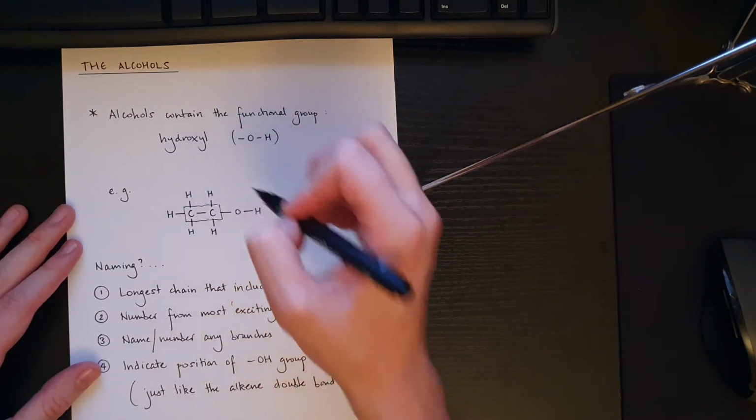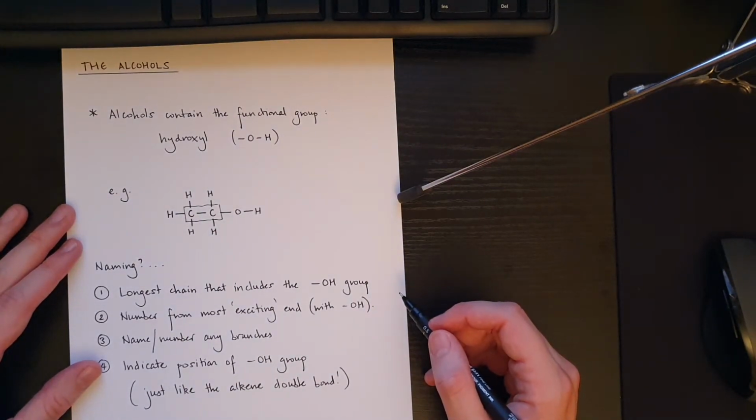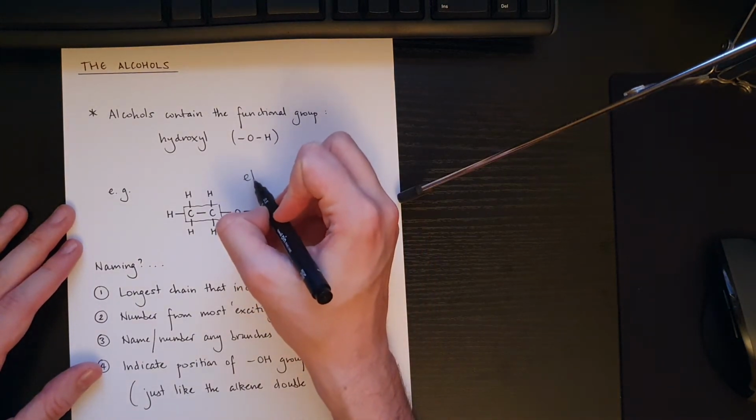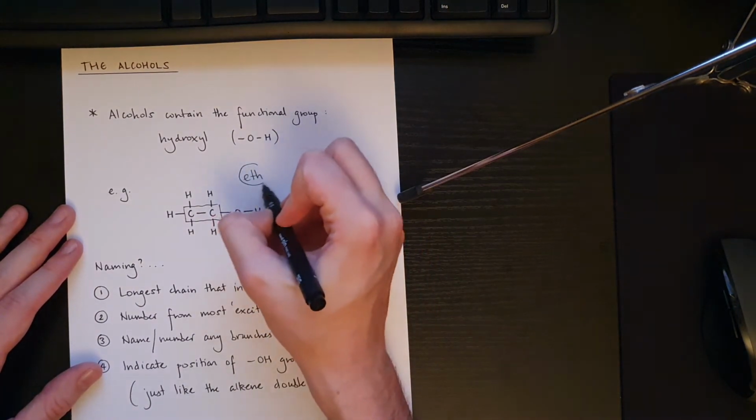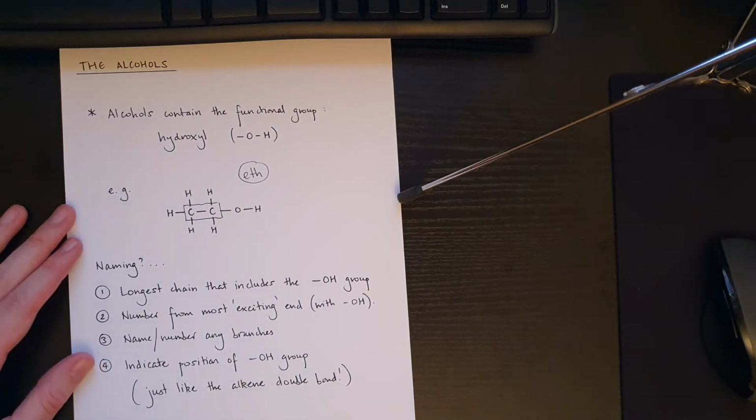Longest continuous carbon chain, and there it is, 2 carbons. And thinking back to our prefixes, we know that if we have 2 carbons, the eth prefix is going to be used somewhere in naming this molecule. So we've done the first part.